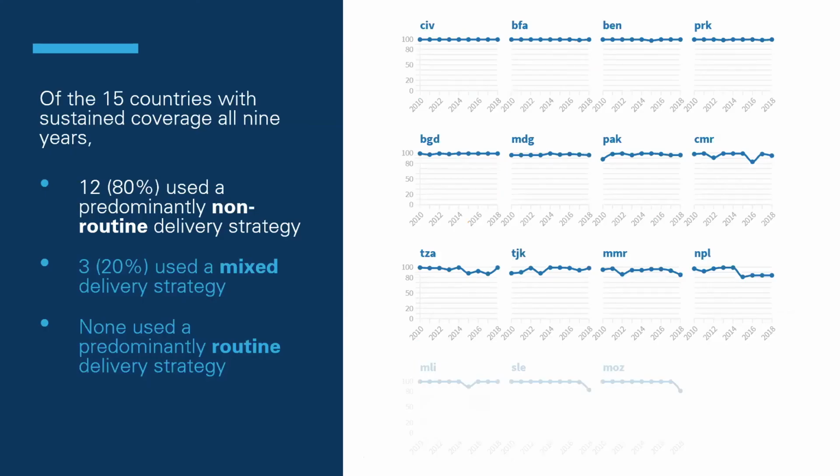However, and this is where the problem came in, we found that 80% of those 15 countries used campaigns only to deliver vitamin A supplementation. And a campaign is often seen as an unsustainable delivery platform, and that is using the other definition of sustainability that I mentioned before, the one focusing on longer-term affordability. So the conclusion from this might be that programs that use campaigns primarily are more effective in terms of sustainability than programs that use other means of delivery, such as routine.